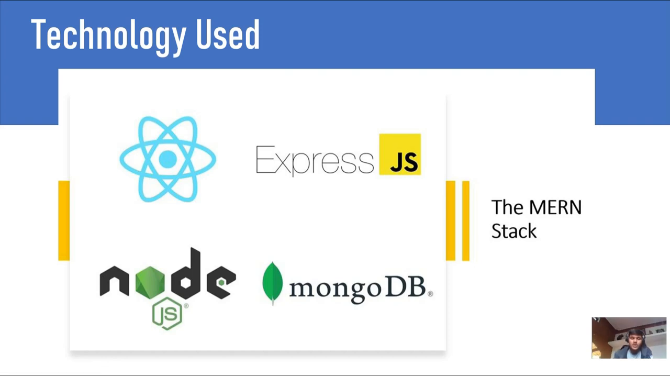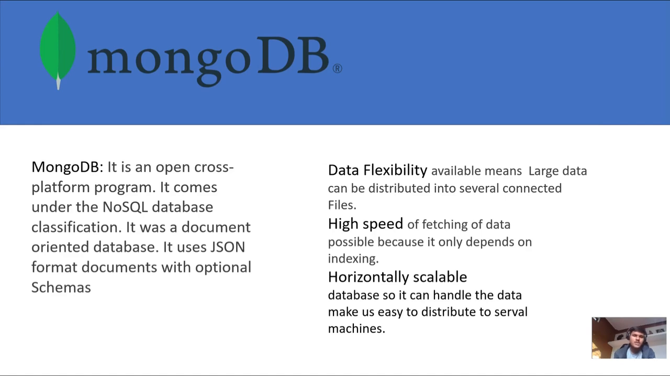So moving on, let us first talk about MongoDB. MongoDB is basically a database service provider, and I selected it because it is very easy to use for a beginner like me, and it is an open cross-platform program. It comes under the NoSQL database classification. It is a document-oriented database. It uses JSON format documents with optional schema, and it has very good data flexibility.